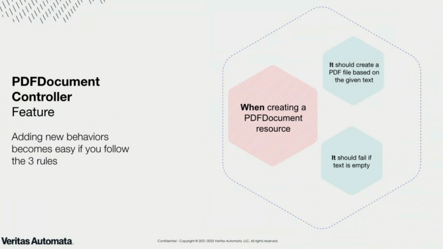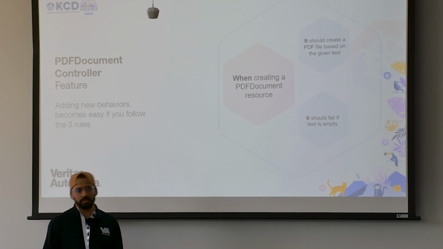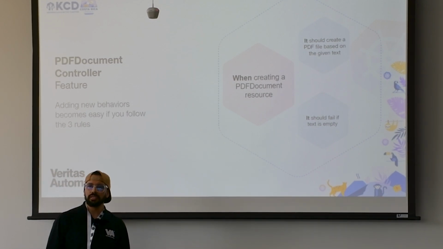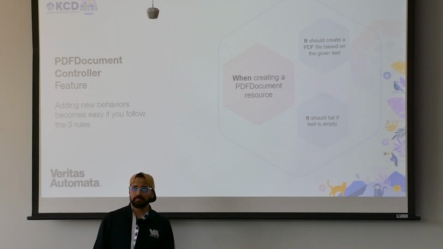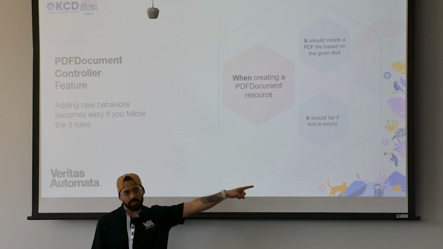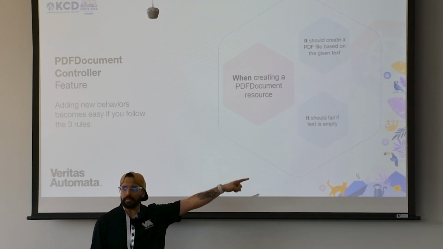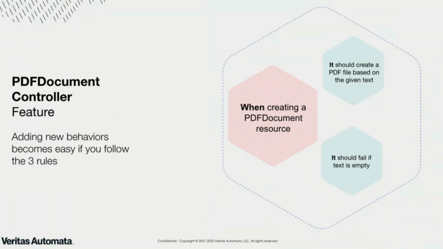So here, what you can see is, if you compare this to the other slide where I showed you just one single scenario, now you can add more scenarios using the same context. You can have more if statements in your code within the same context of creating a PDF document resource. It's really important that you follow the 3 rules to create your things. And now you can see here, this is the part where a bug would occur. And this is where, okay, what happens if the text is empty? Well, it should fail, right?